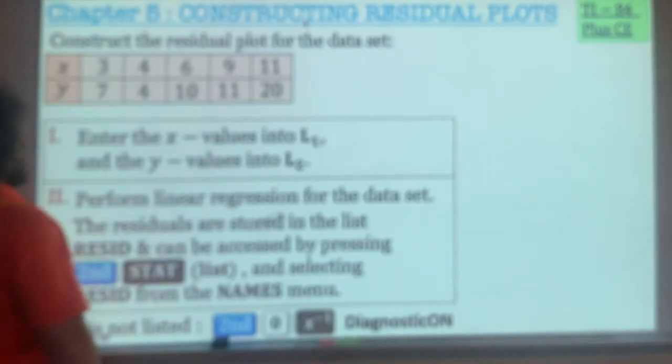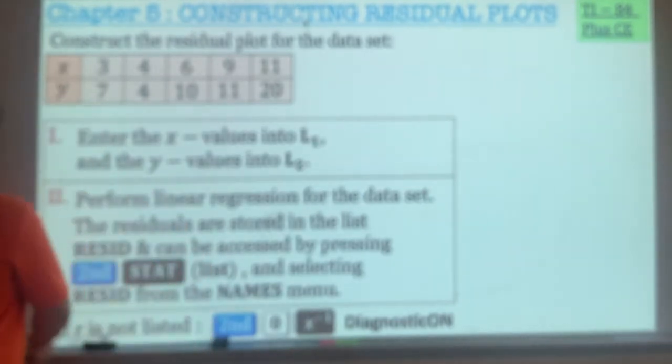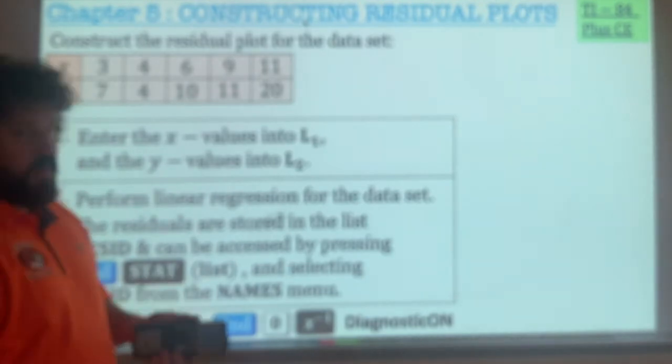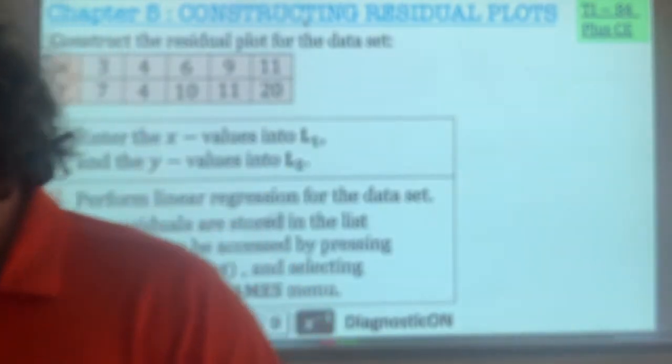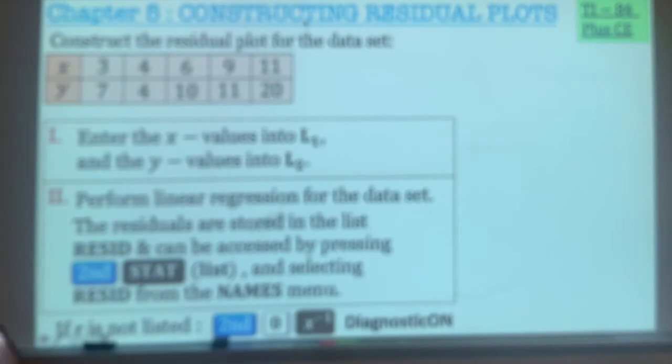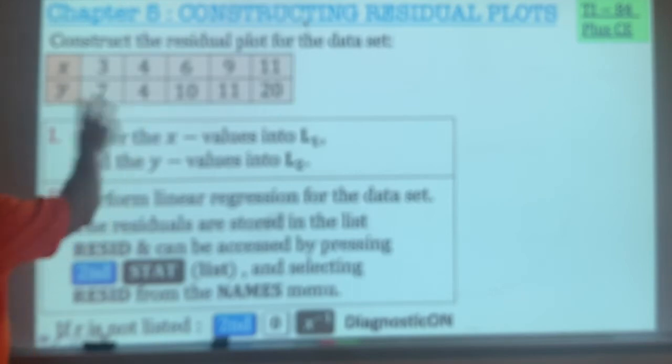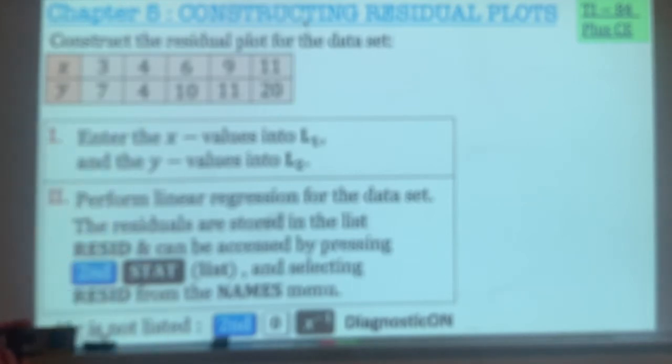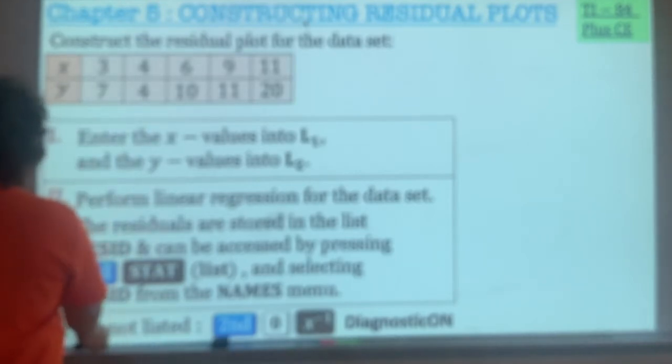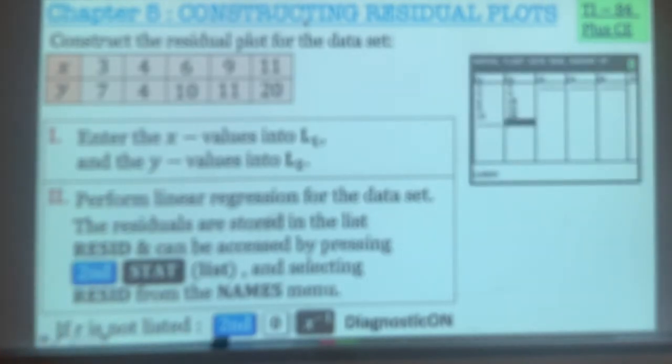Got it? Now, we could do this with our nice handy dandy calculator. I did put this information in before, and now I want you to type that information in your calculators and follow along with me as I do this with you. So we entered our X values in for L1 and our Y values in for L2. Stat, edit. Perform linear regression for the data set. I entered in all my numbers. I already did that. You did that, right?